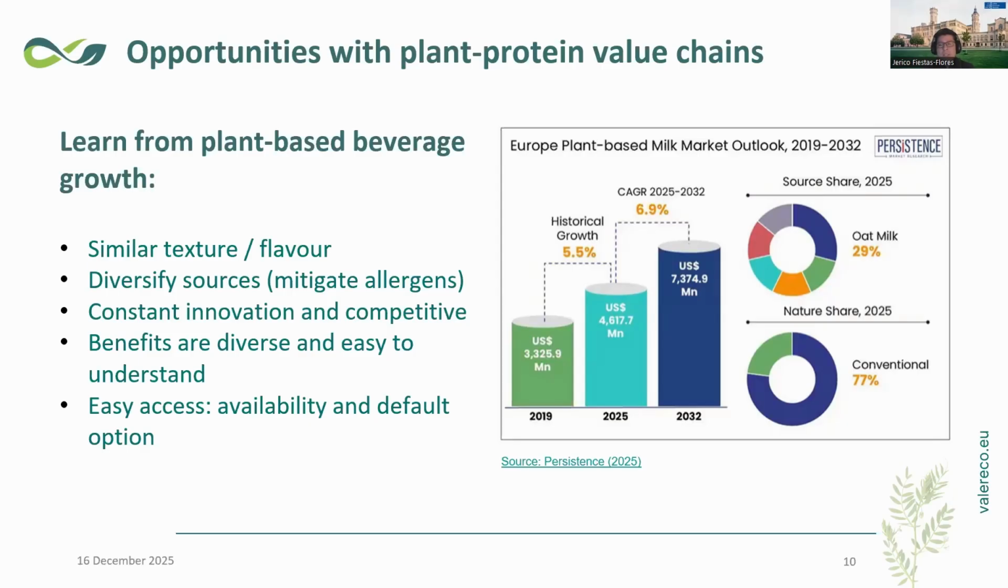Oat, for example, is increasing now, as you can see, because most consumers are not allergic to oat than they are to soy or almond. They are also a market that has been in constant innovation and competition. As well, the benefits from these beverages are easy to understand, and it's easy to compare how much is used to produce a gallon of milk from a cow than from a vegetable.